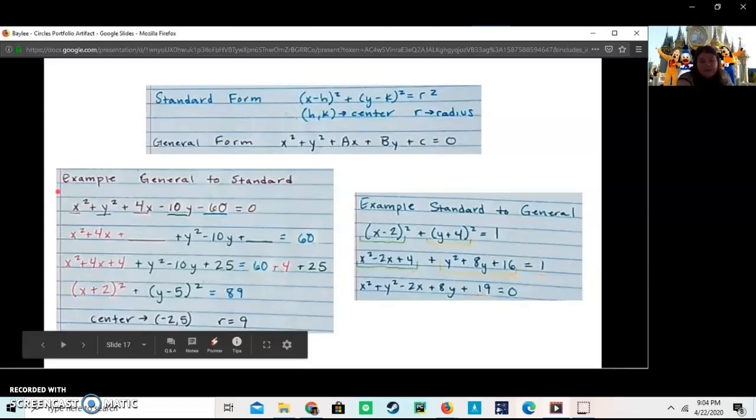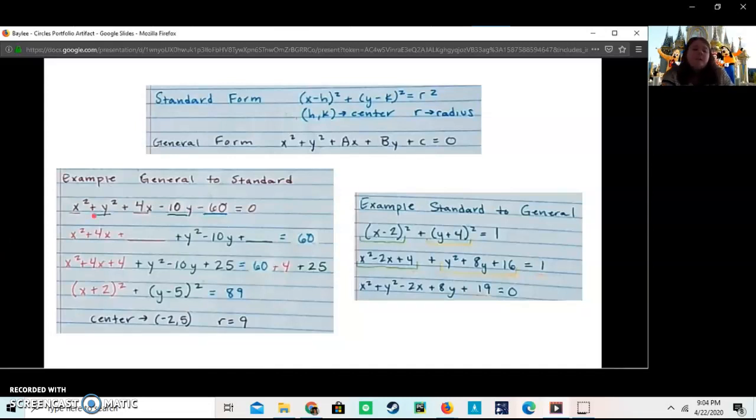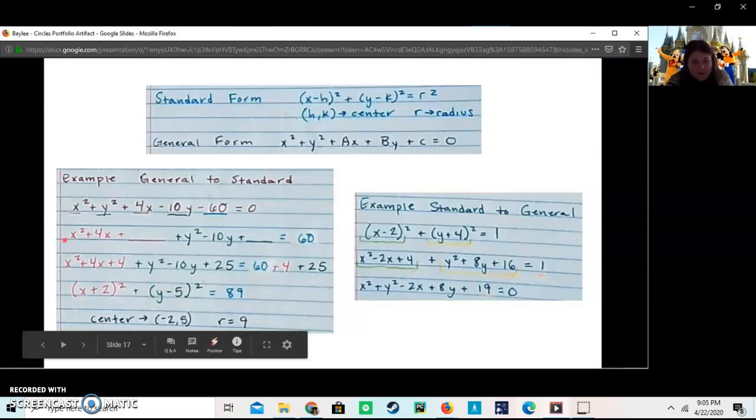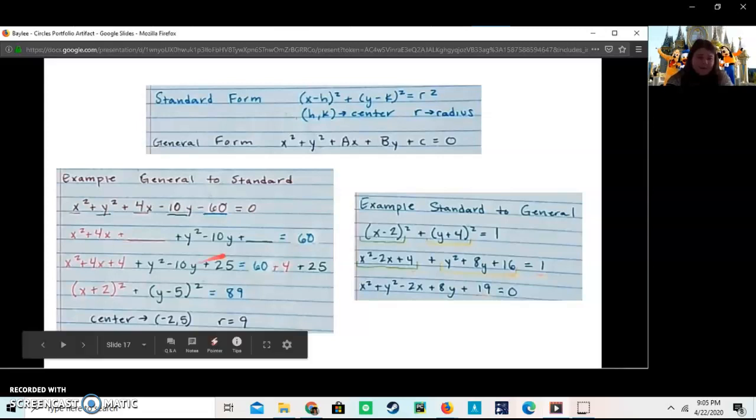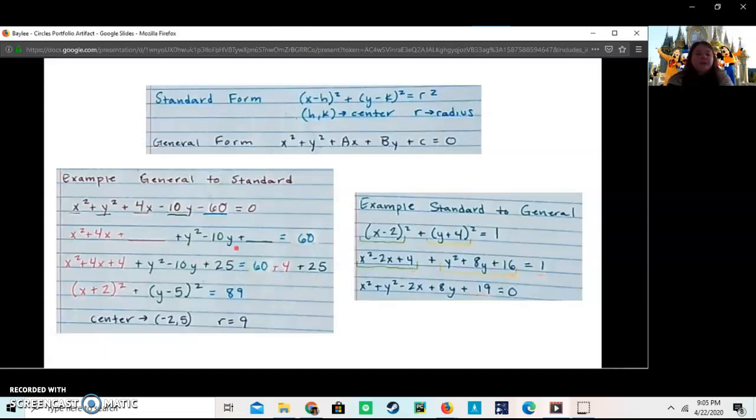An example of general to standard is when we took x squared plus y squared plus 4x minus 10y minus 60 equals 0. So then we take this information, and there are blanks here because this got moved over there and things got moved around a little bit. So now we have x squared plus 4x plus blank, plus y squared minus 10y plus blank equals 60.